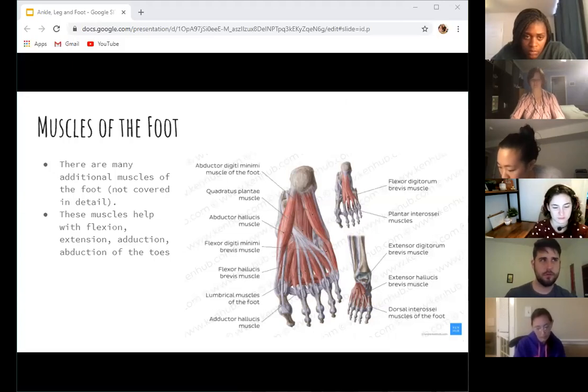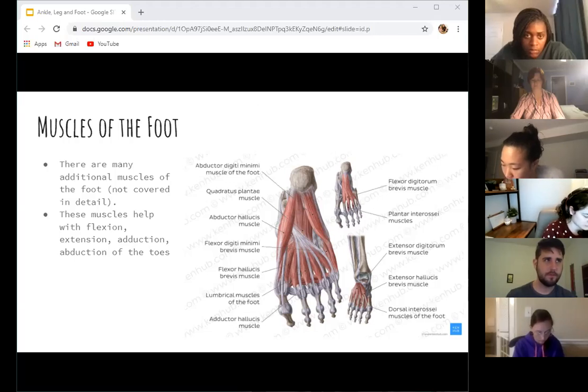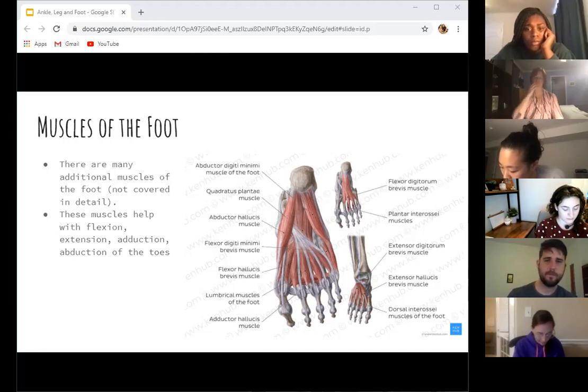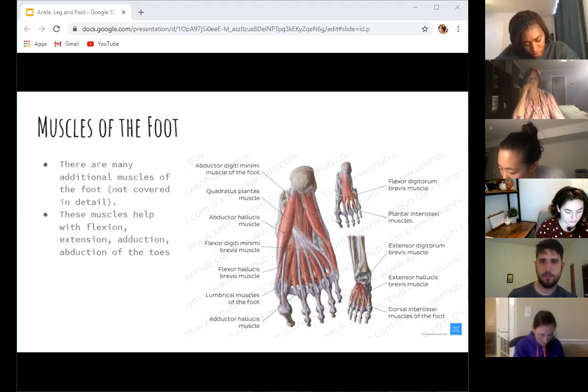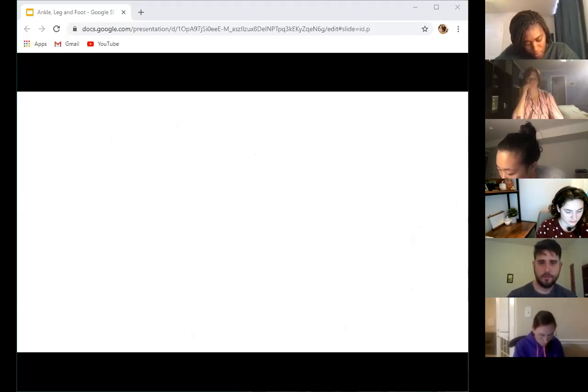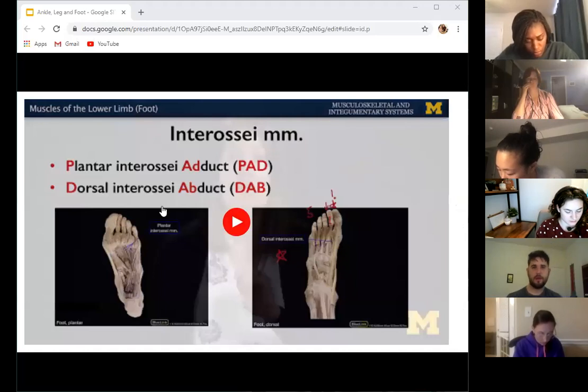All of these additional muscles help with those actions that we've talked about. So they help with flexion, they help with extension, adduction, abduction of the toes. And there are several of them, but I didn't think we really needed to know all of those in detail. Learn the main ones with their main function and just know that additional ones are there as well. And we will finish this up with a video that goes through the muscles of the foot.